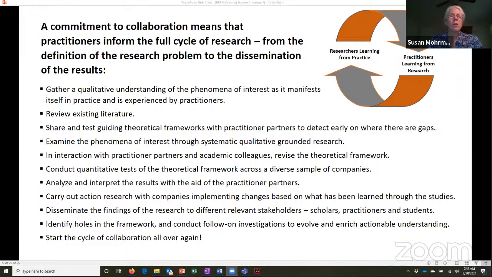And then we would take the results of the qualitative research, put it into frameworks, and then turn it into instruments where we could do a quantitative test. We called it our 10 company studies, where we do a quantitative test of the theoretical framework across diverse companies, and look at the results both across companies and within companies to see why there was variation, as well as what the overall patterns were. And all the time getting practitioners to help us interpret what those results were.